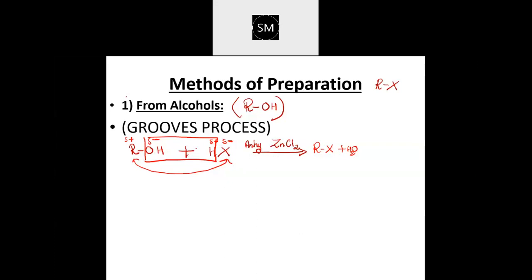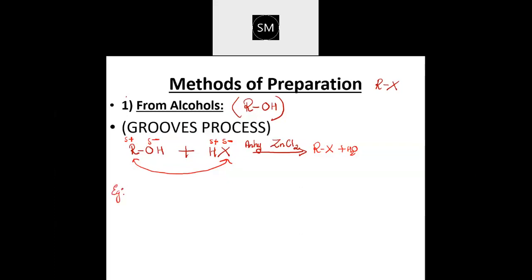Okay, so R, just to do the crisscrossing, separate the charges. Once you know how to separate the charges, you will be able to write the product. Most of the time organic products are written like that only. Just to do the charge separation, R is positive, OH is minus charge, H is plus, X is minus, so separate them. So RX plus water.